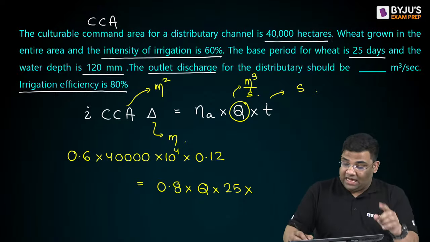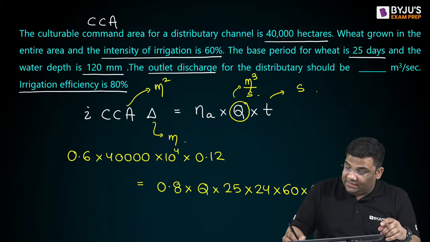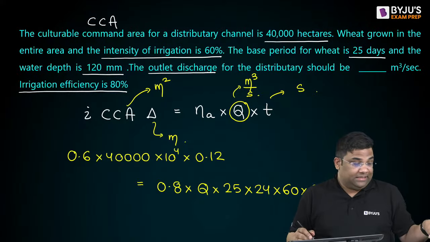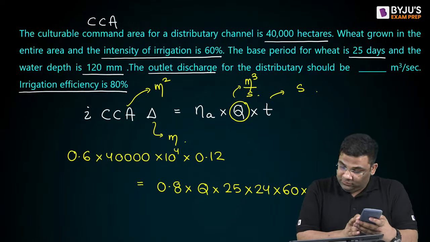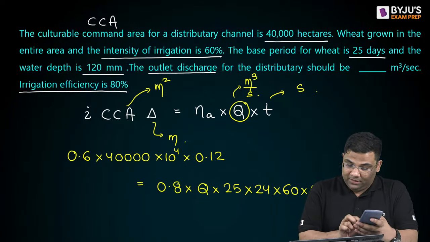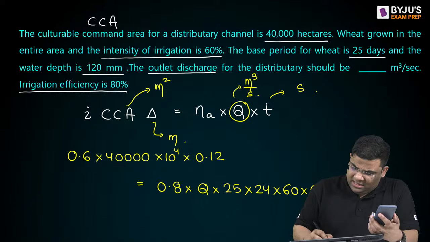So each day has 24 hours, each hour has 60 minutes, and each minute has 60 seconds. Why are you taking so much time? So Q is equal to 0.6 into 40,000, 10 to the power 4, into 0.12, divided by 0.8, divided by 25, divided by 24, divided by 60, further divided by 60. I am getting 16.67.